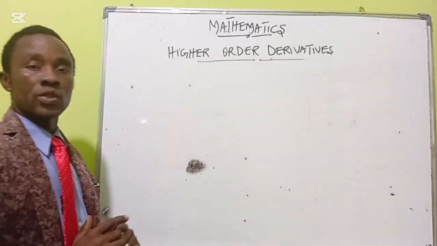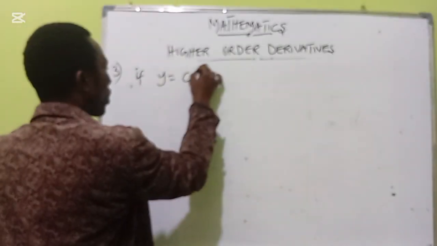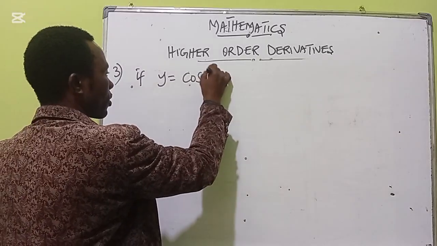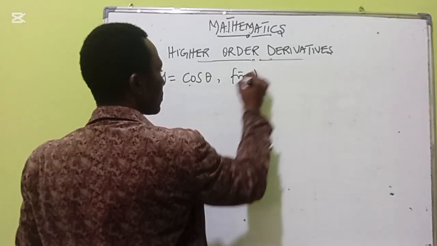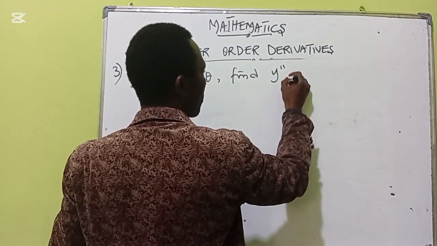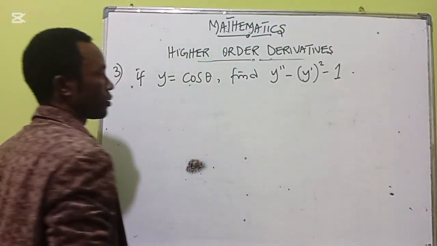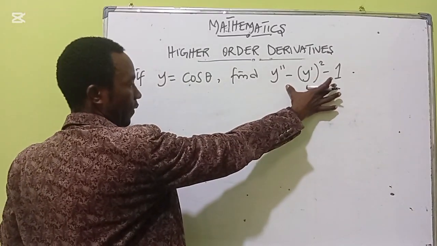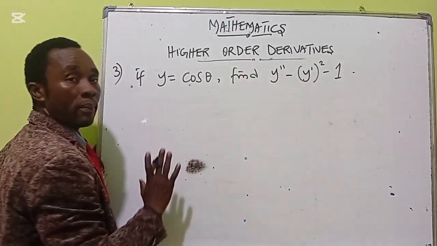Okay, so let us take the third question and let us make it an important question. Let's say we are given that y is equal to cos theta, and we are asked to find y prime prime minus y prime all squared minus 1. Now in this case, for us to get this, we need to get y prime prime, and also we need to get what? y prime.